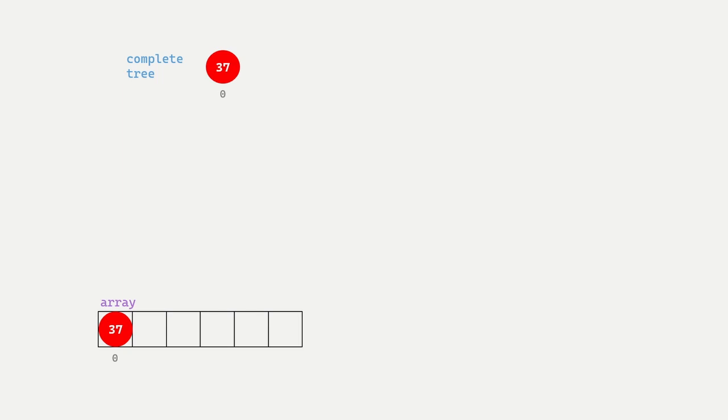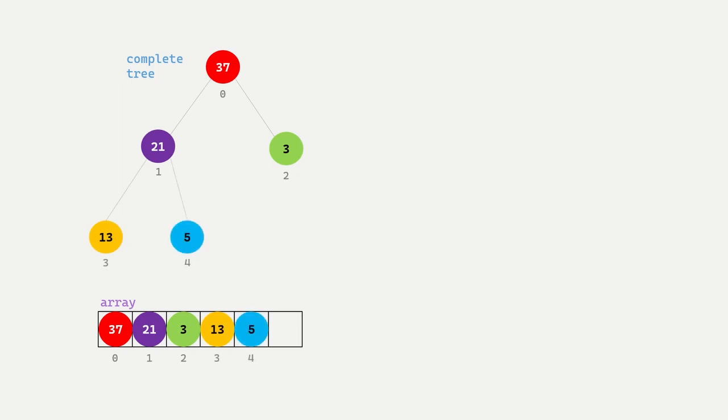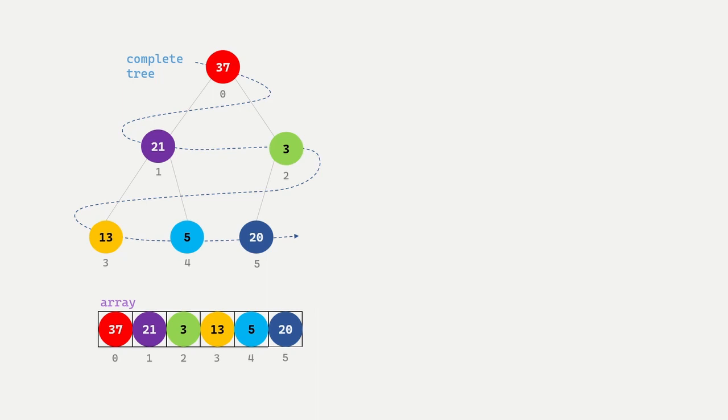So 37 is the first node I'll be inserting, then 21, then 3, then 13, 5, and lastly 20. Did you notice the way the elements were being inserted? So the dotted line indicates the order the elements are inserted into the complete tree representation. So we can represent an array as a complete tree in this manner.